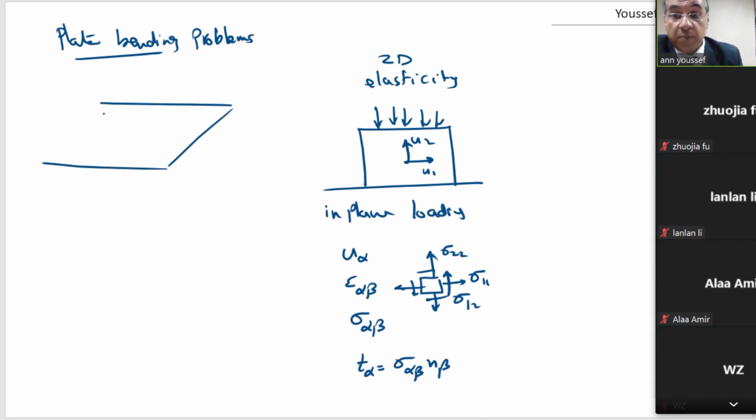In plate bending, actually our problem is like that, and the load is out of plane. This is plates in bending. It's much better to say plates in bending, because sometimes they call it plates only. They give it a plate, but in plane plate.